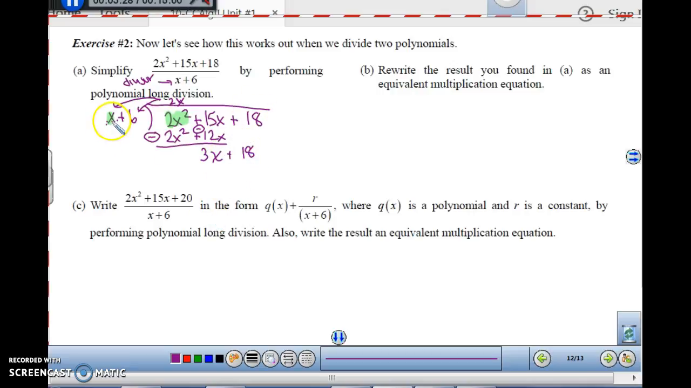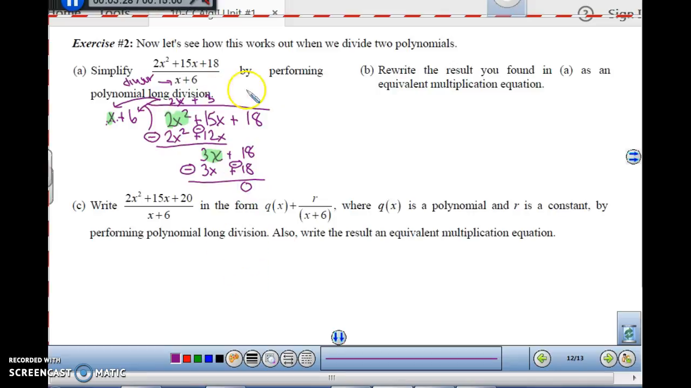All right, again, I'm only looking at the x and the first term of the polynomial. The second term will work out itself. So x times what gives me 3x? It will be 3. 3 times x is 3x. 3 times 6 is 18. And then I want to subtract. Make sure you change both signs. And this is going to equal 0.